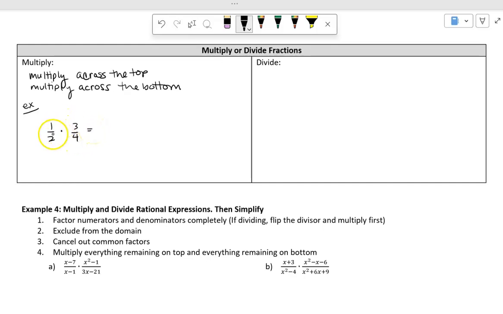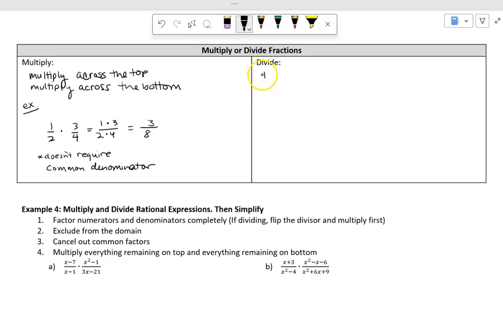Notice I have two different denominators, but it doesn't matter. I don't need a common denominator when I multiply. I multiply across the top and I get 1 times 3, which is 3. I multiply across the bottom, I get 2 times 4, which is 8, and that would be my final answer. So multiplying just involves straight multiplying across the top and bottom. Dividing is very similar with one extra step.